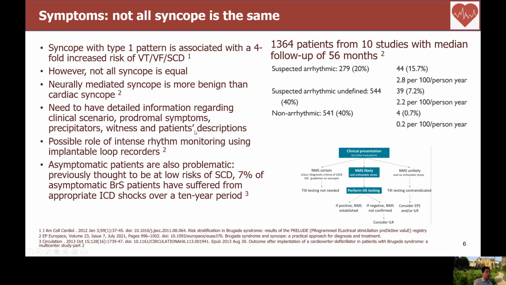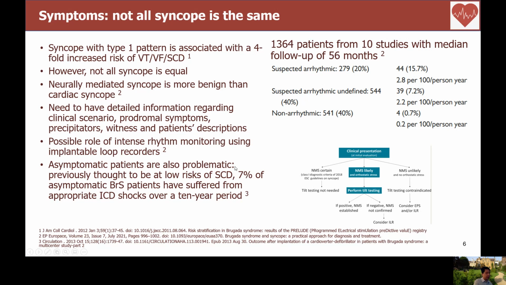So we need the patient's own descriptions and also the witness accounts, any bystander witnesses that can tell us the events, the time frame, the duration, what the patients were doing, because some of the recollections might be biased and not so accurate, especially if the patient has had something traumatic like a total syncope. So there is a possible role for intense rhythm monitoring with implantable loop recorders for patients that have not got very accurate accounts, or if there are any uncertainties as to the clinical scenario.